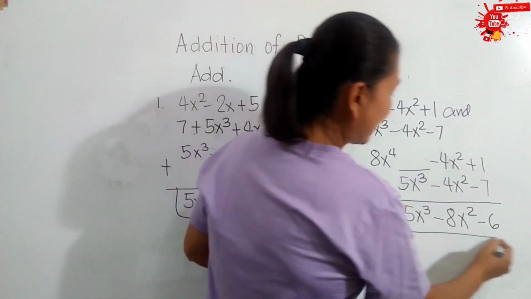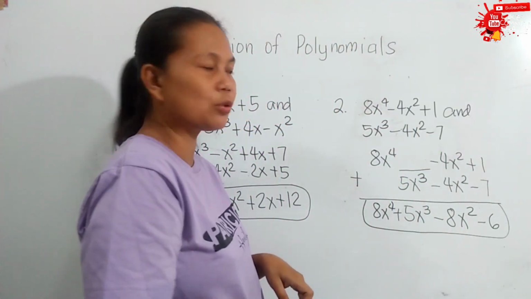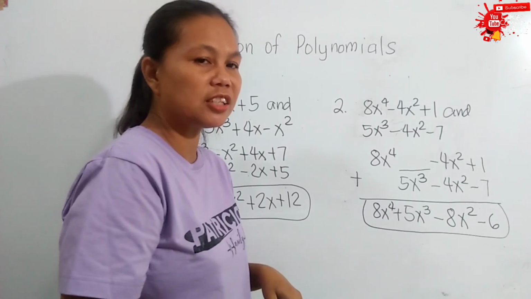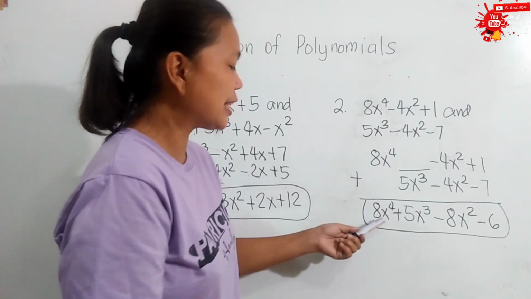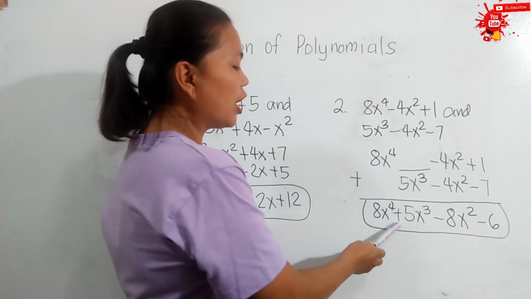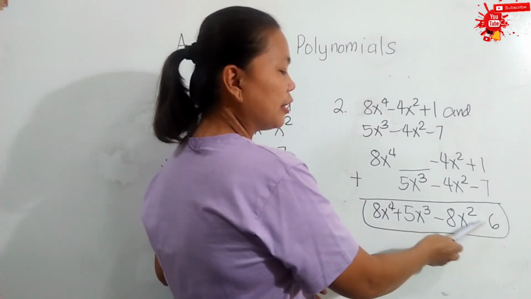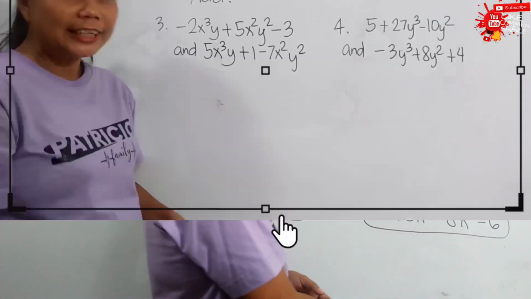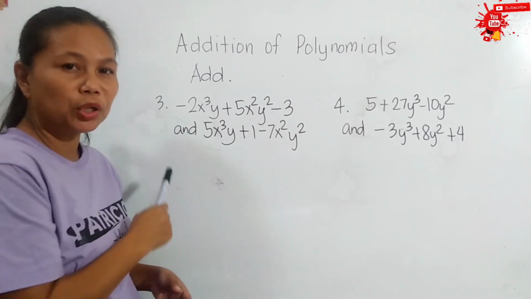Now we have this answer for the addition of 8x to the 4th minus 4x squared plus 1 and 5x cubed minus 4x squared minus 7, which is 8x to the 4th plus 5x cubed minus 8x squared minus 6. Let us discuss the answer and the solution for example number 3.